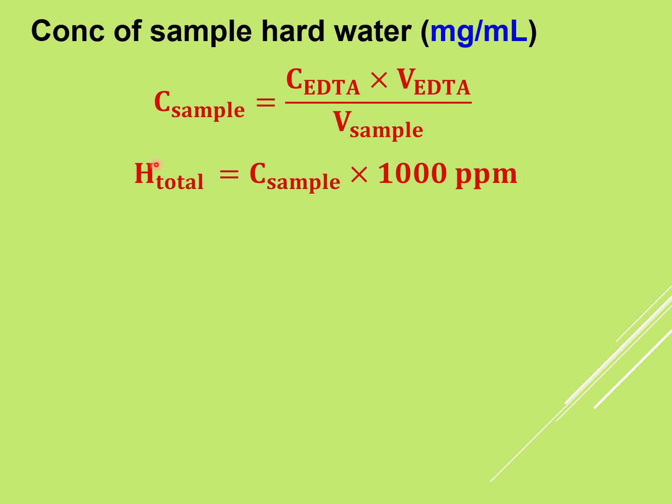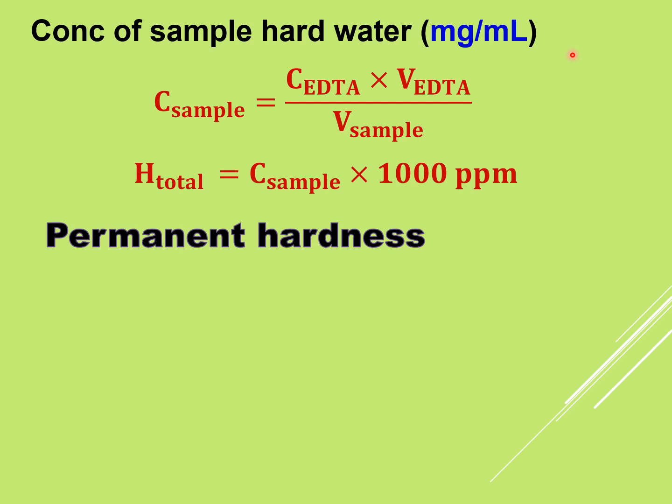Okay, so you got the total hardness. Then what is the next step? Fourth step. Permanent hardness we have to find out. How will you find out this permanent hardness?